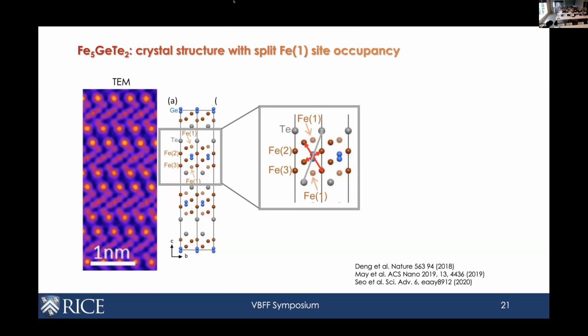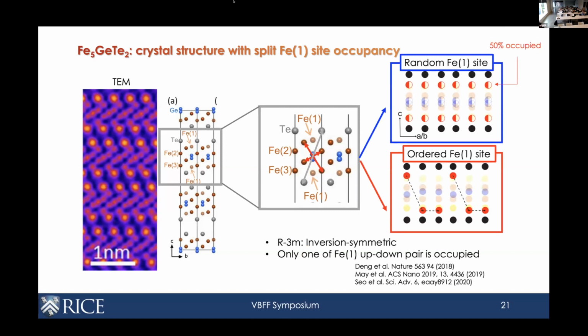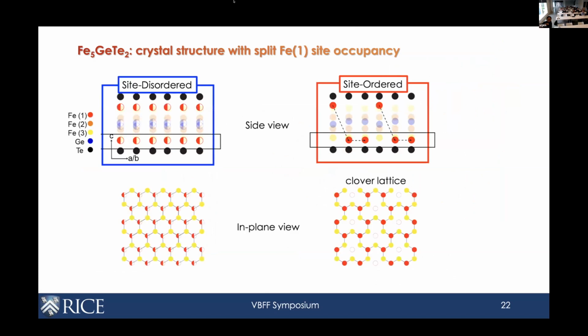And it turns out you can put the crystal into 2 phases. Either you have a completely random up-down occupation of the Fe1 site, in which case we call this the random Fe1 site order, or you can have an ordering of this up-down occupation. You can see the symmetry of these 2 is obviously different. If you look at the in-plane view for these 2 phases, this is exactly what I showed you before. This is the honeycomb lattice, with 50% occupation of the Fe1 site. And on the right, you have this lattice, which has these clover repeating units.